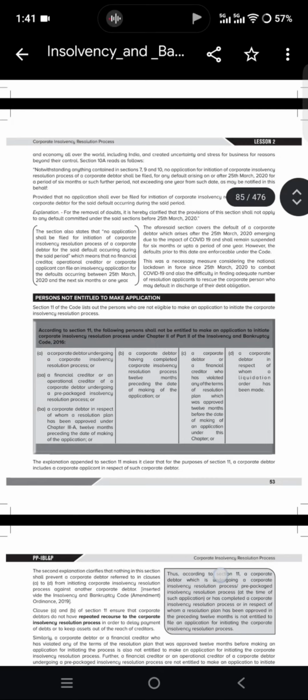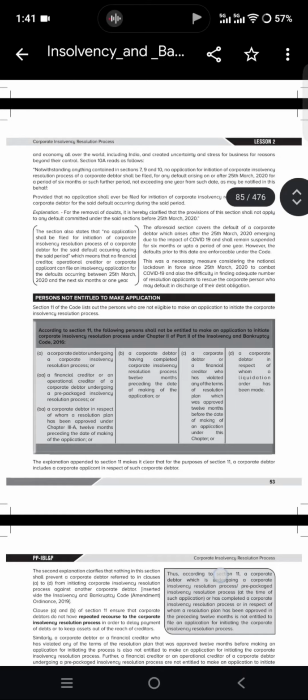Suspension of initiation of CIRP. Section 10A, that is COVID. Section 10A was inserted in the IBC, coming into effect from 5th June 2020 in light of the COVID-19 pandemic that has impacted business, financial markets and the economy all over the world, including India, and created uncertainty and stress for business for reasons beyond their control.